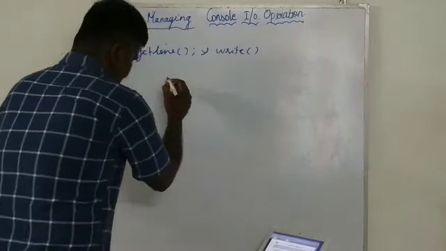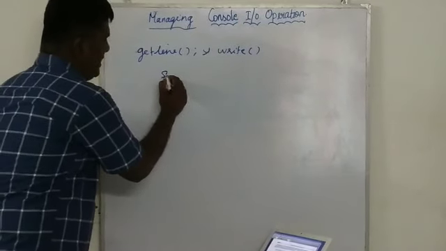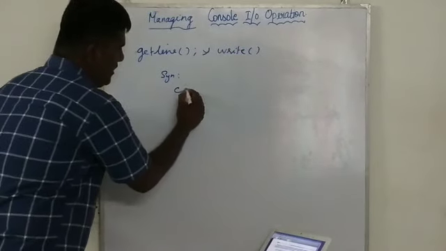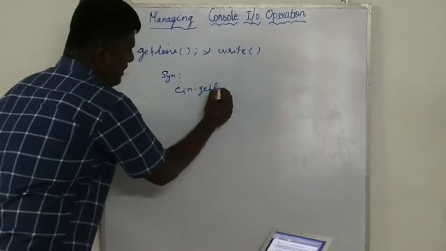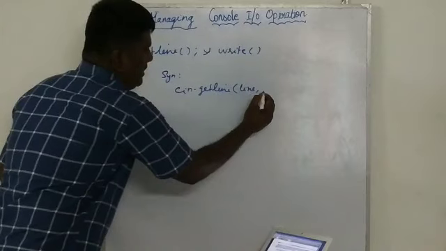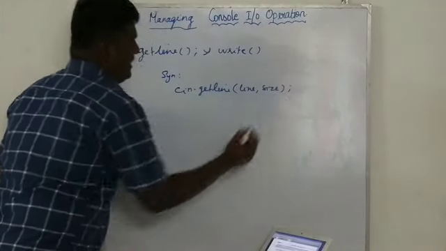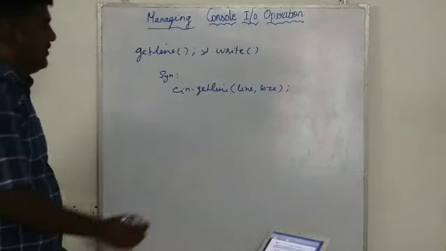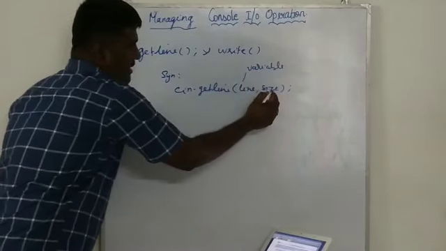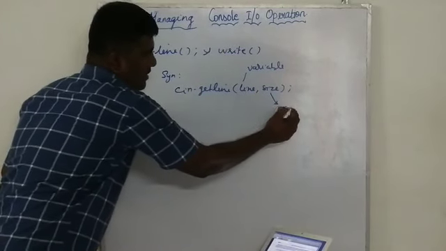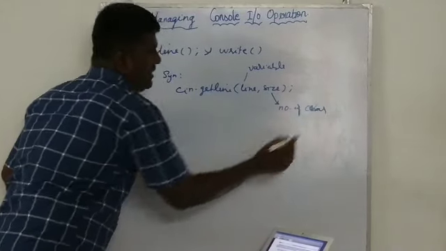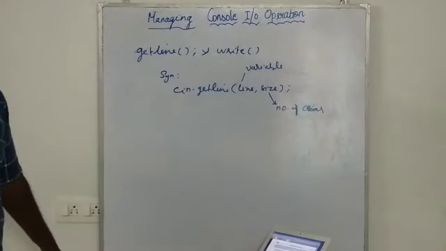Now we are going to see the getline syntax. The syntax of getline is cin.getline(line, size). The line is called a variable. The size is the number of characters.